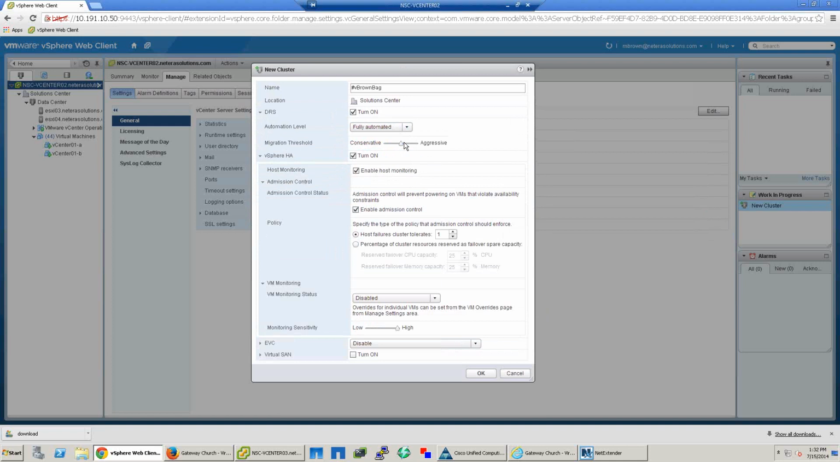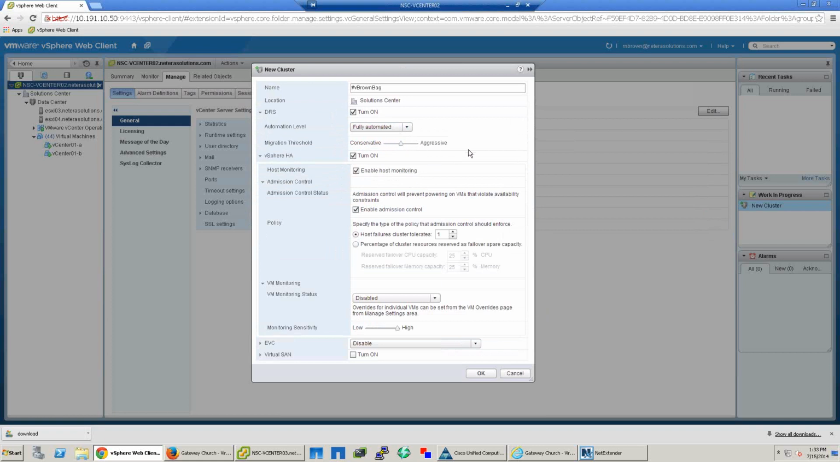Of course, DRS does all of its calculations on the back end, but the migration threshold lets us choose how aggressively, or essentially how much those VMs will be moving around. If vMotioning VMs will help a little bit, is DRS going to move them, or will your cluster have to be greatly out of balance before DRS acts on it? That's what your migration threshold changes.